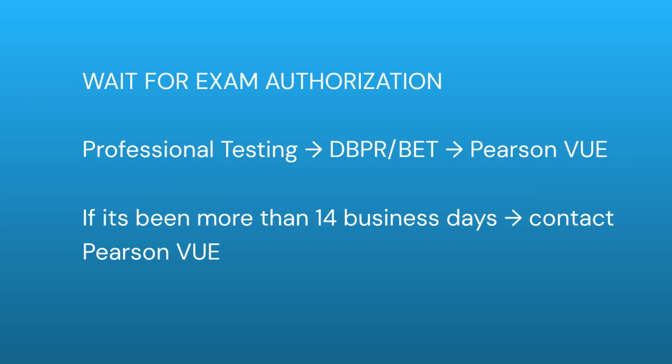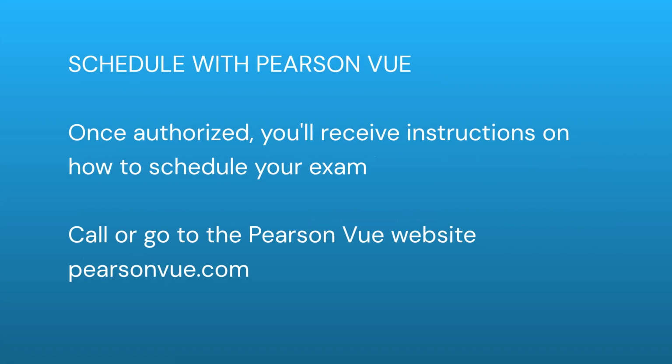After your registration is processed, you'll need to wait for an authorization email before Pearson VUE can schedule your computer-based examination. If it has been more than 14 business days since you completed your registration and payment through PTI and you have not received the email, contact Pearson VUE directly. Once you're authorized, you'll receive instructions from Pearson VUE on how to schedule your examination. You can then go to the Pearson VUE website or contact Pearson VUE by phone to schedule your exam.